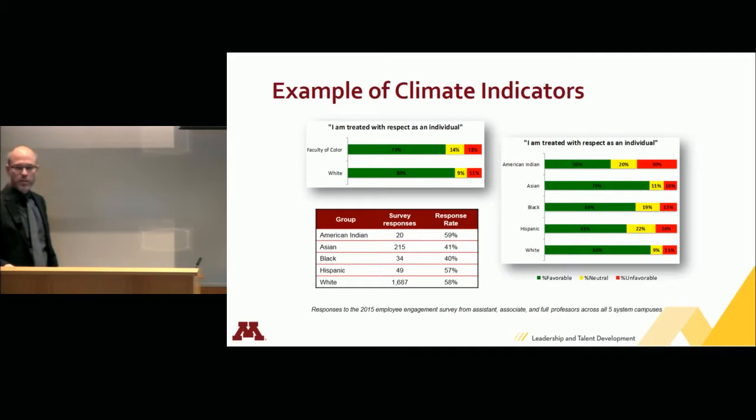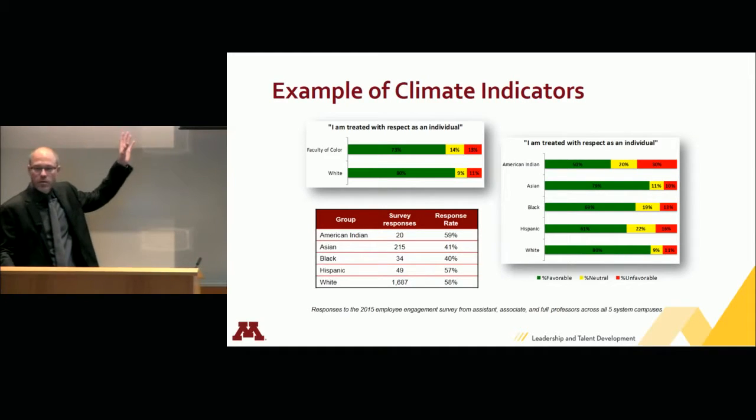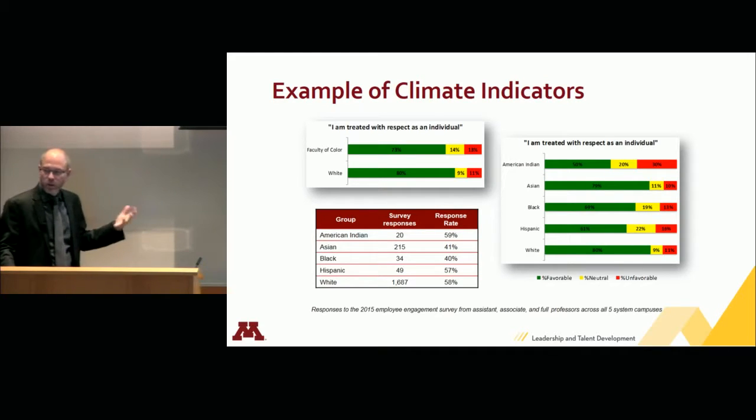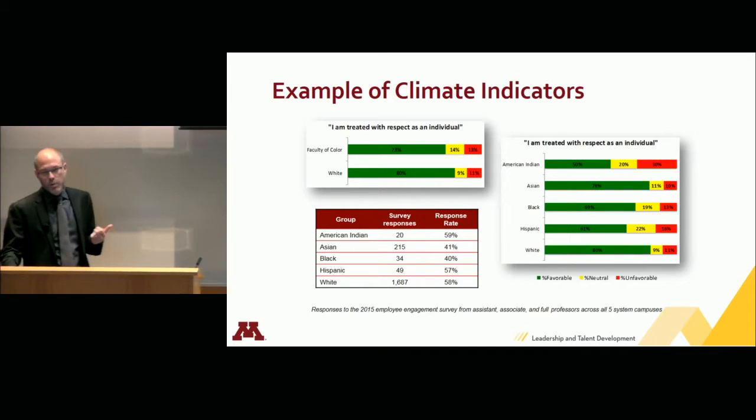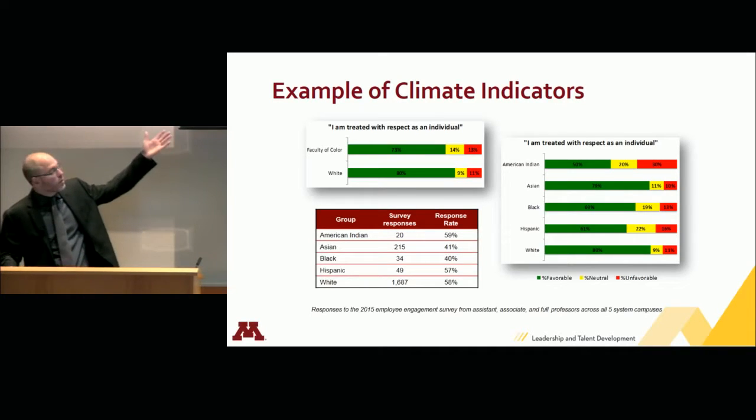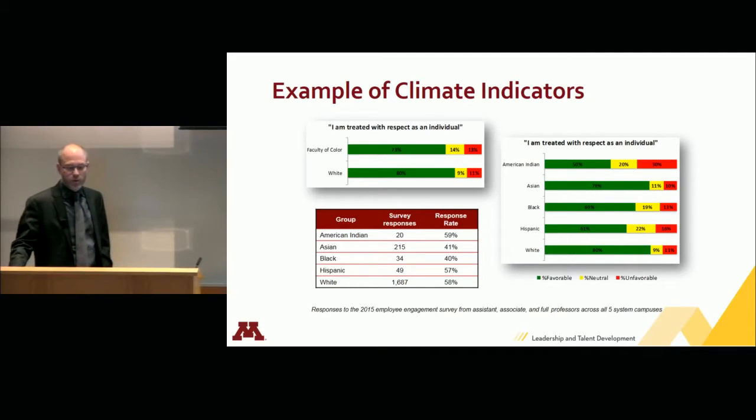We have a few items that we highlight as kind of climate indicators. And this is the item "I'm treated with respect as an individual." The green shows you the percent who responded favorably, which would be an agree or strongly agree response. The yellow is the percent who responded neutrally, and then the red are the percent who responded unfavorably. And so you can see here, you can break it out by faculty of color, white faculty. You can also break it down further than that.